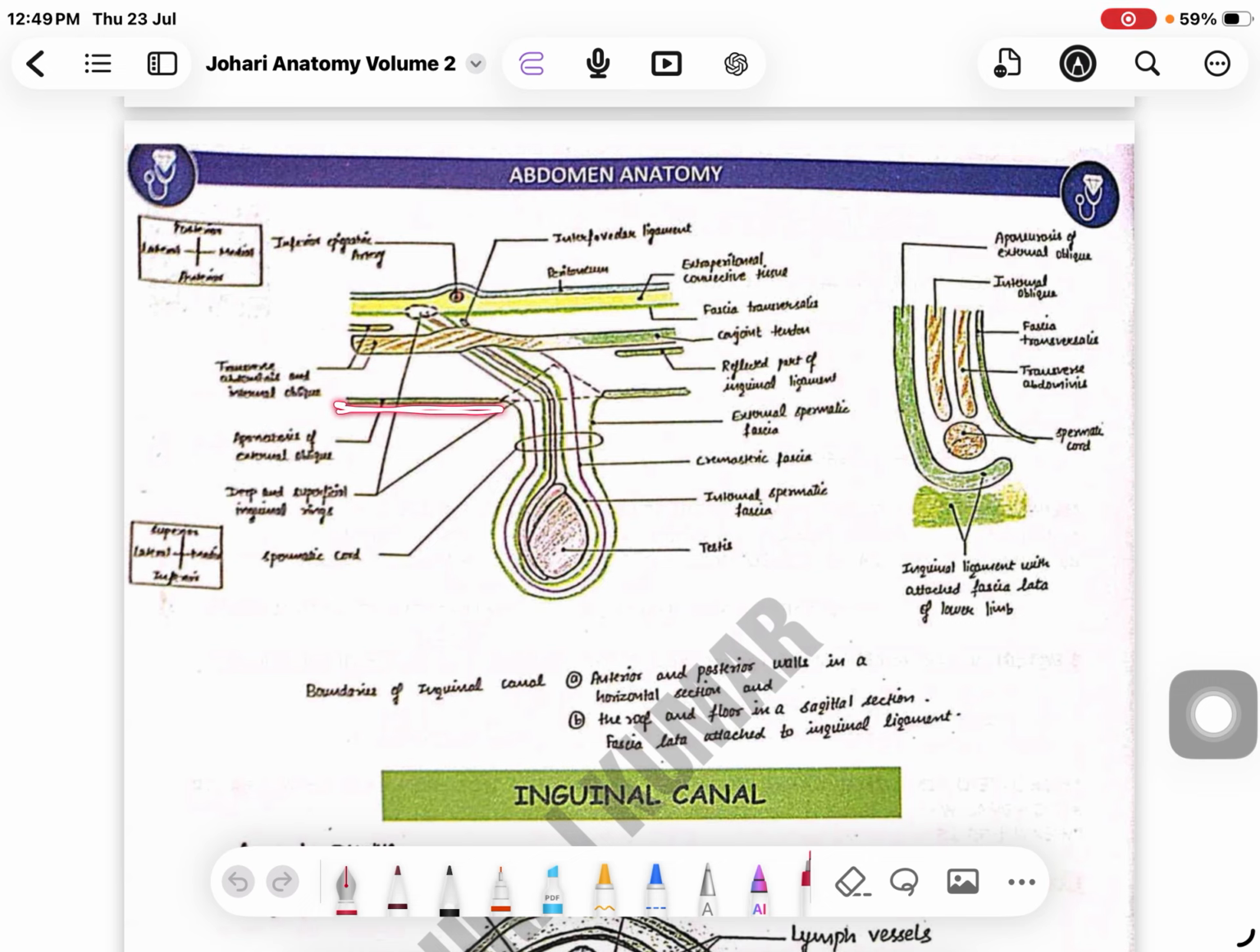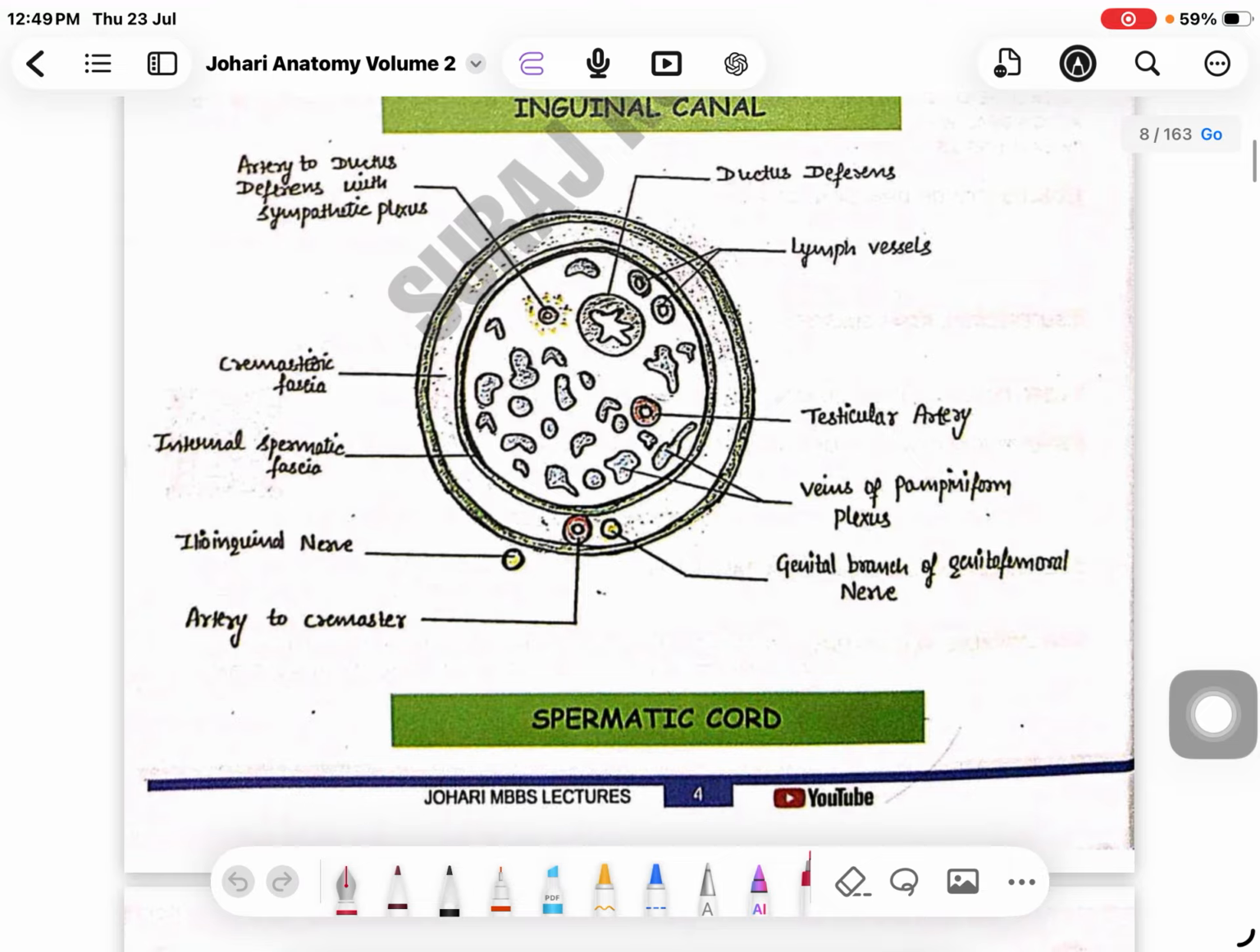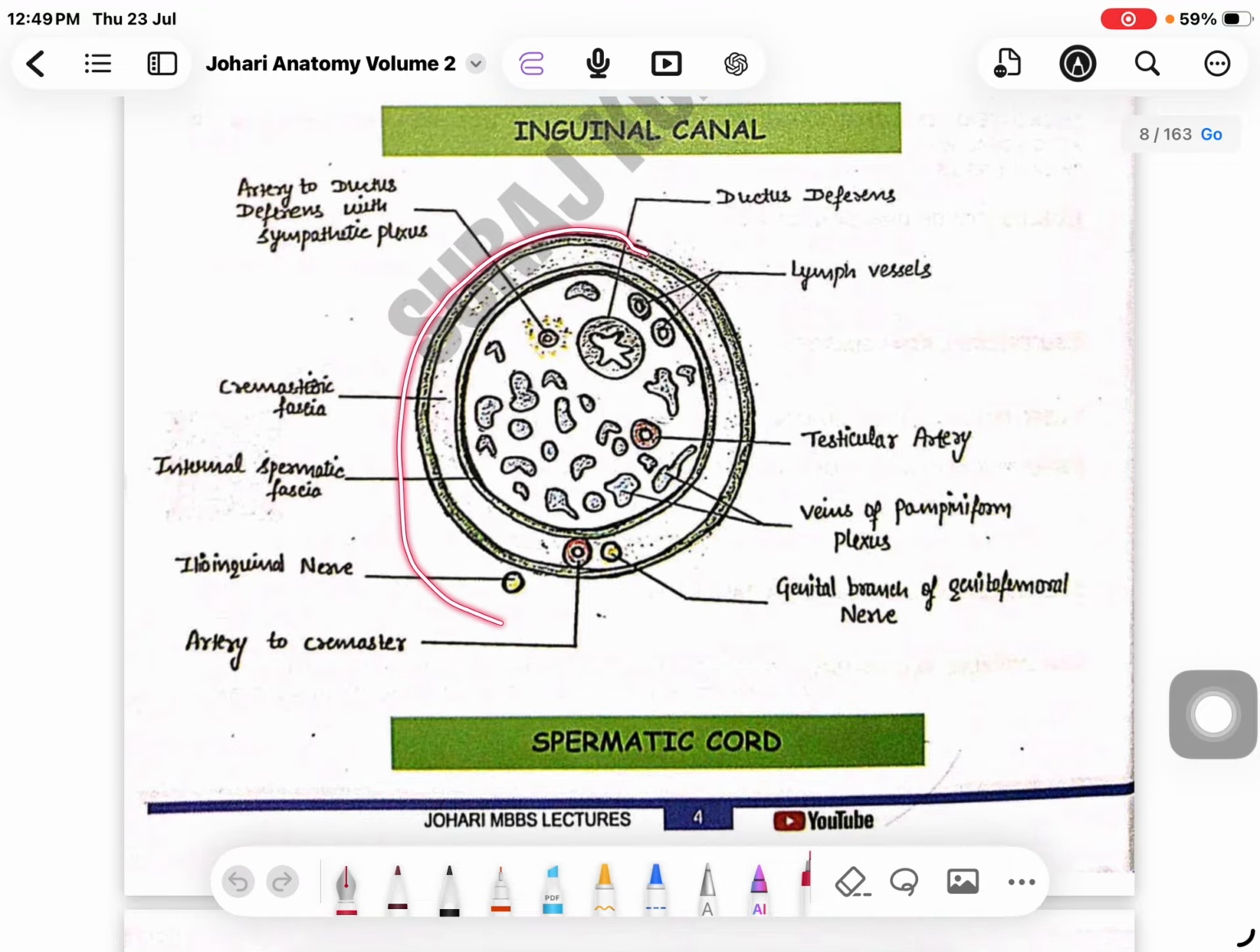This one is the aponeurosis of the external oblique muscle. This is the reflected part of the inguinal ligament. This is the conjoined tendon, the tendon of transversus abdominis and internal oblique. These are all the structures. In the spermatic cord, the outermost layer is the external spermatic fascia. Then we have the cremasteric fascia. Then we have the internal spermatic fascia.